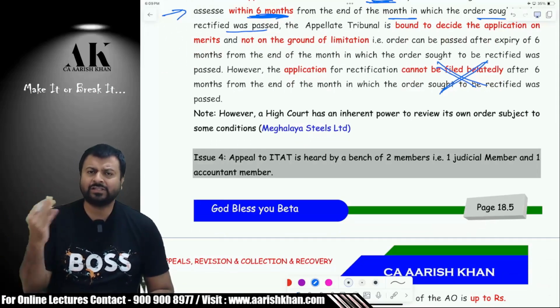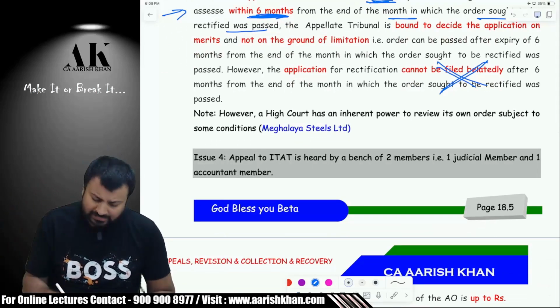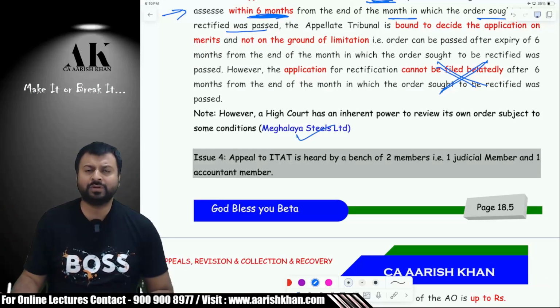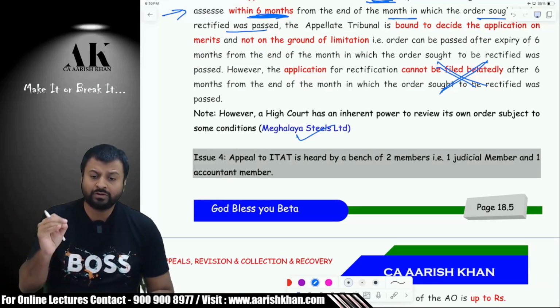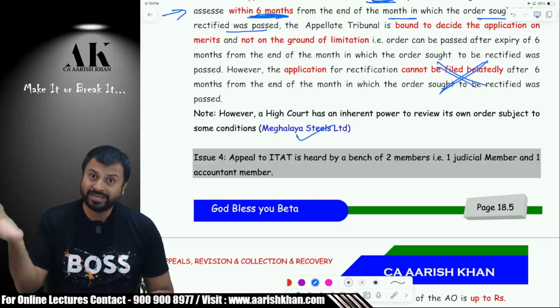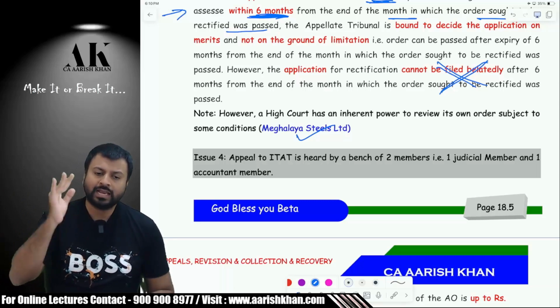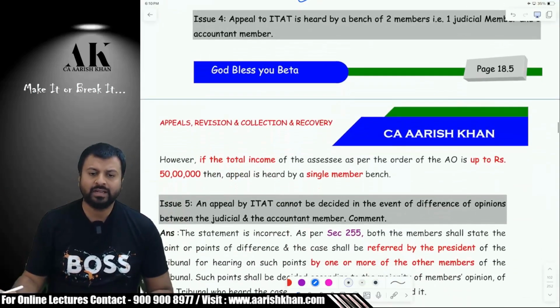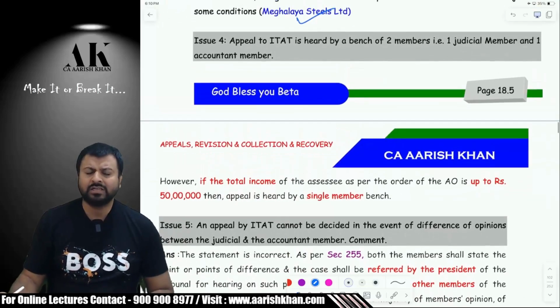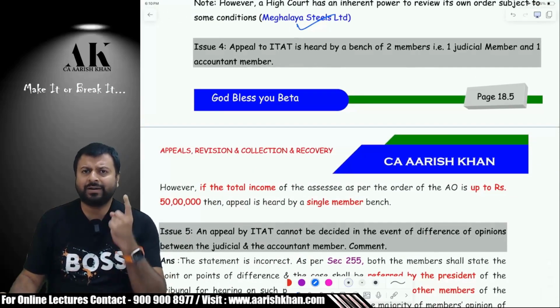Can a High Court review its own order? Yes, as per the Meghalaya Steels Limited Supreme Court judgment, the High Court has the power to review its own order. High Court can call back the order as per some conditions, and it can change the order as per the Supreme Court judgment of Meghalaya Steels Limited. Sir, how many people hear my ITAT judgment? The ITAT case is generally heard by 2 judges.